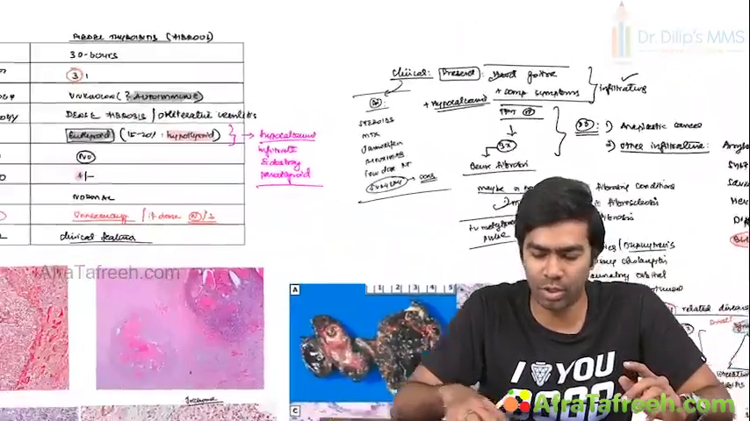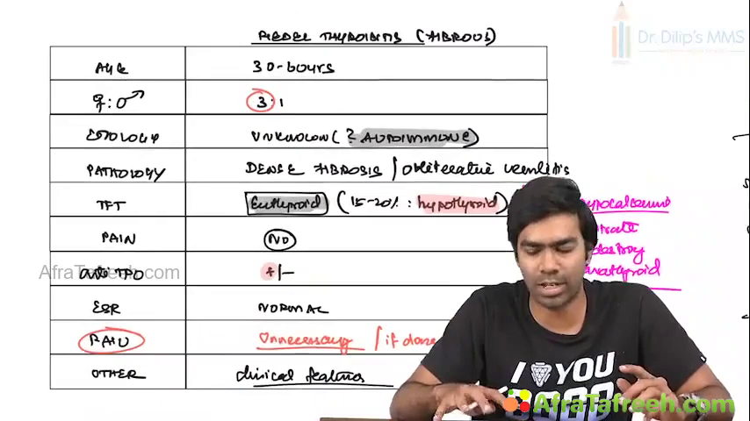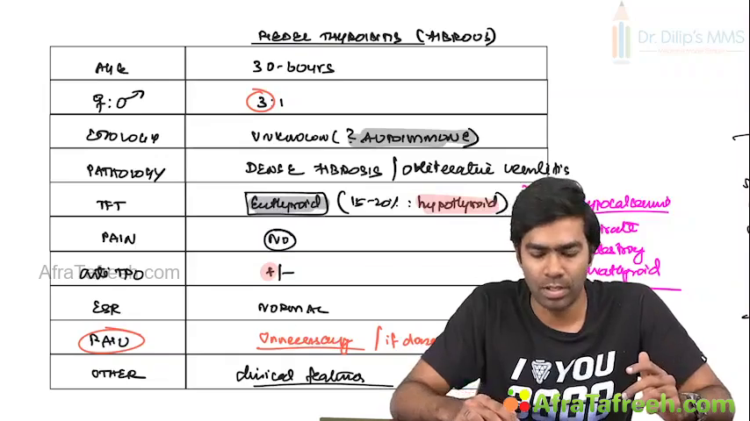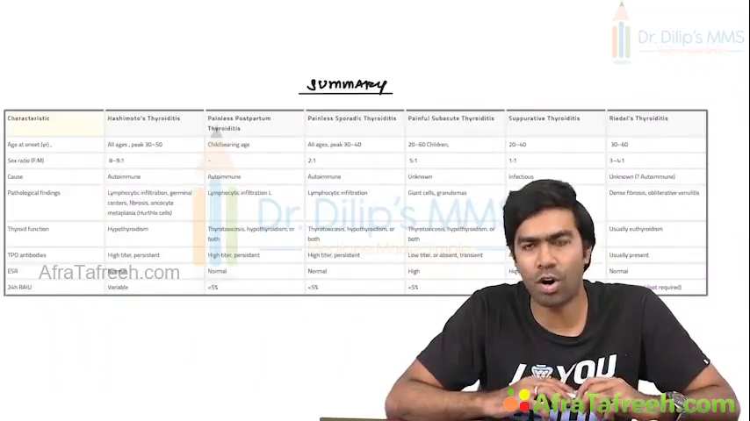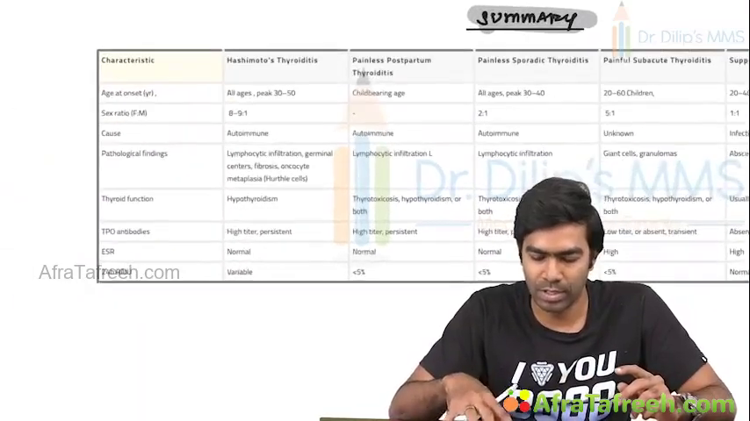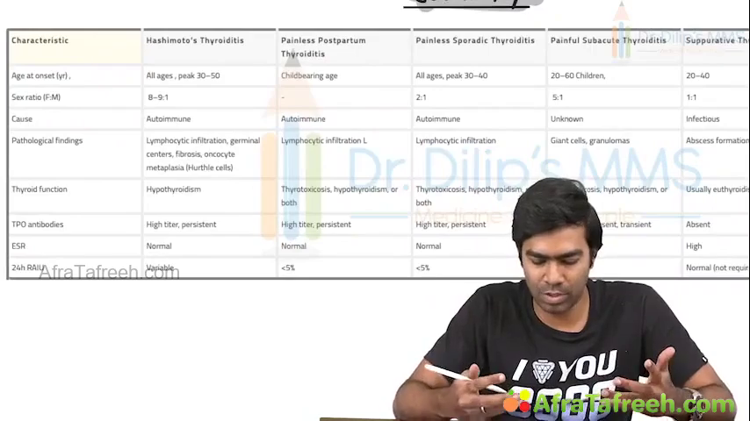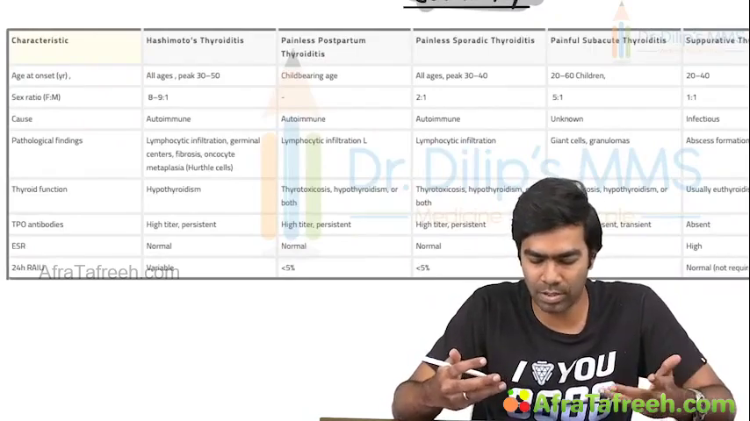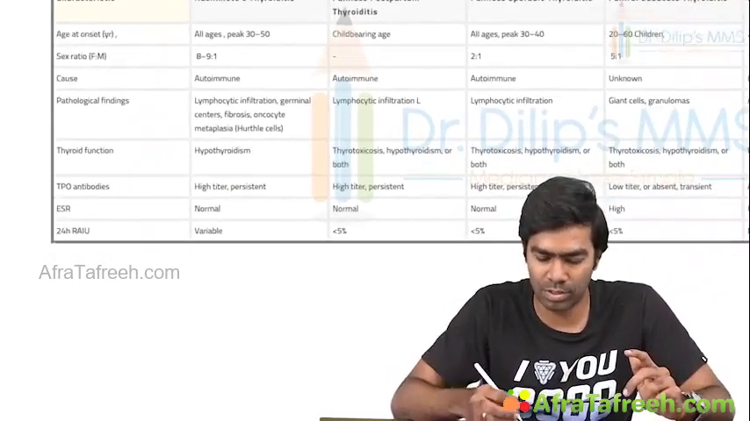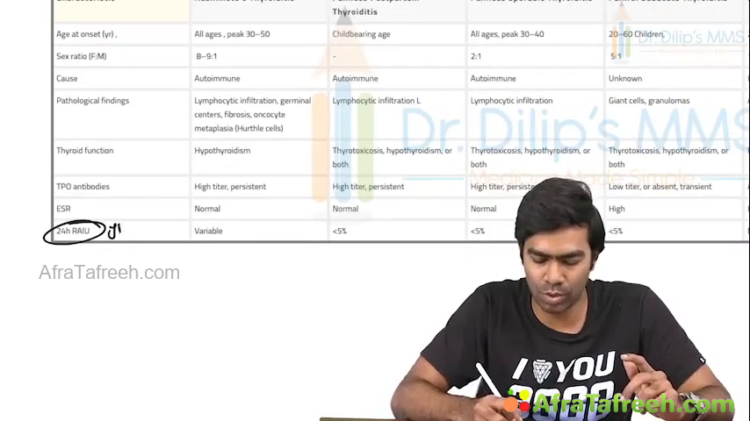There are a lot of things to note in Riedel thyroiditis. I think this must have helped you a lot. Let us move on to the summary now. Of all that I've discussed till now, I've put it in a summary and a table form for you, from the age group to sex to pathological findings to thyroid function to 24-hour radioactive iodine uptake. Remember, this 24-hour radioactive iodine uptake is useful only if the patient is presenting in the thyrotoxic phase.